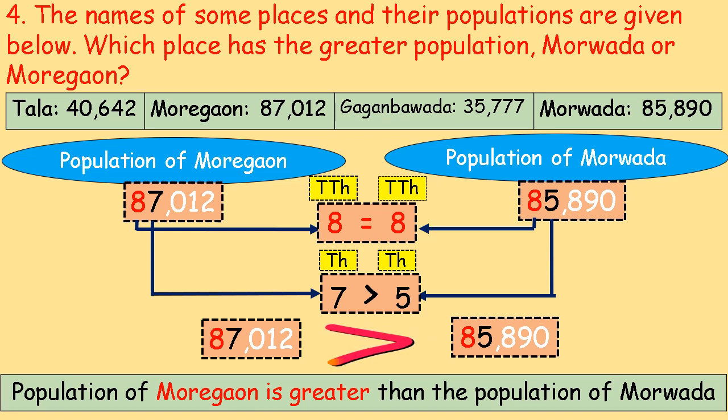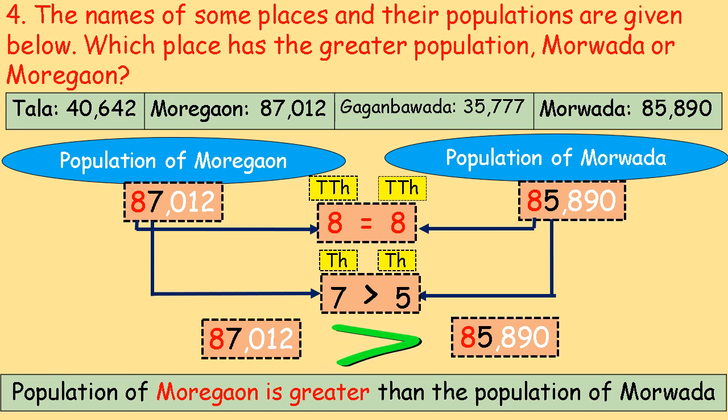Example 4. The names of some places and their populations are given below. Which place has the greater population, Morwada or Morgaon? Here, some names of the places are mentioned along with their populations. And we have to find out the place of greater population between Morgaon and Morwada.